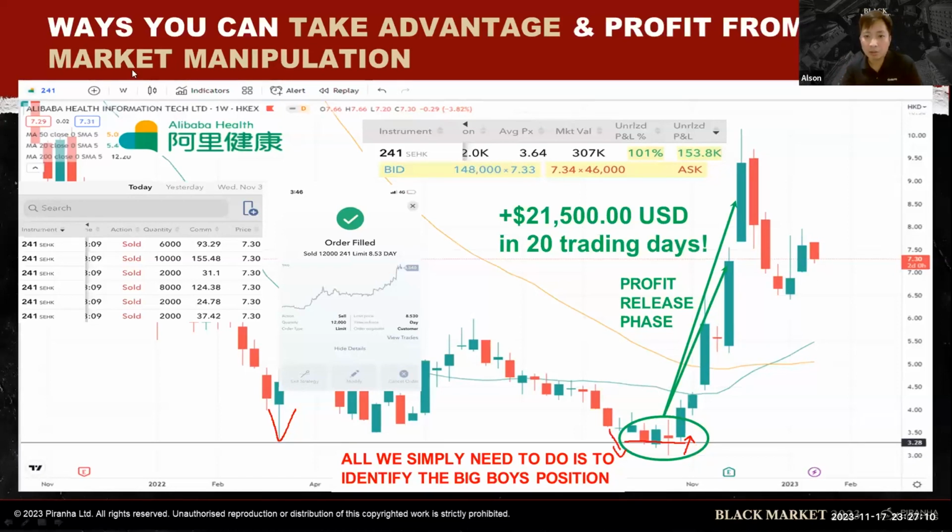So my average entry price was $3.64, when everyone was very bearish on the China market. I went in at $3.84. My risk is only this much, guys. You see, my risk is very minimal. My reward, guys: I exited at $8.53, and here as well. So my average price is somewhere here. My reward is insane. You see, multiple times my risk.